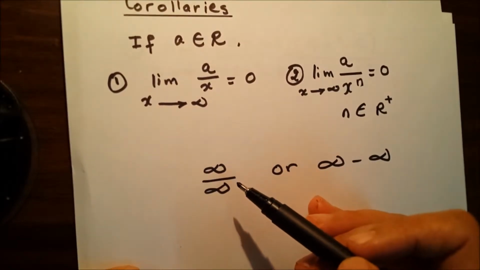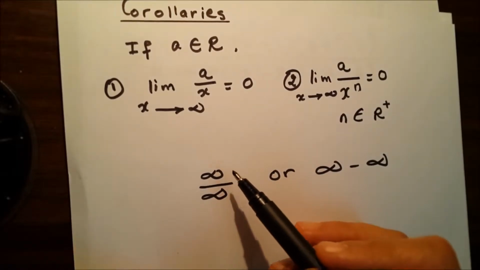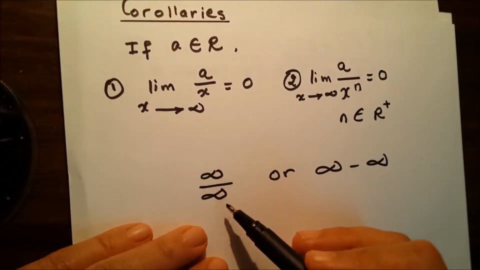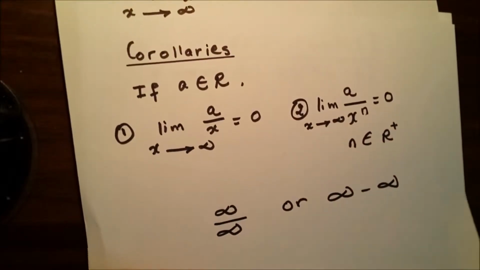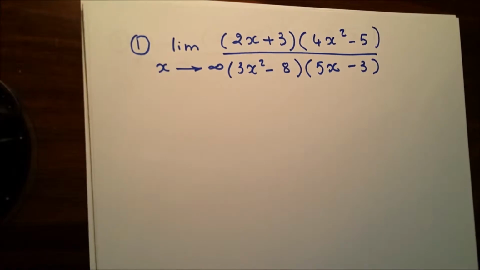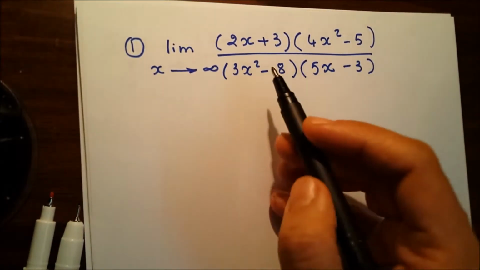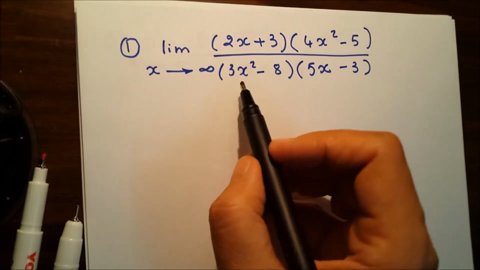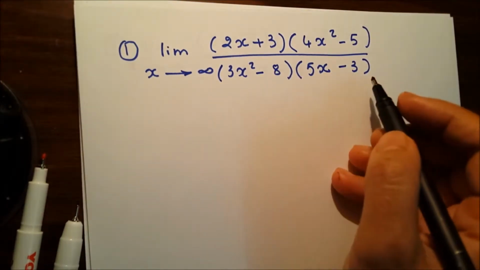We use theorem 5 and its corollaries if the direct substitution gives infinity over infinity or infinity minus infinity, and let's see the first example. Here we want to find the limit as x tends to infinity of (2x plus 3) times (4x squared minus 5) over (3x squared minus 8) times (5x minus 3).